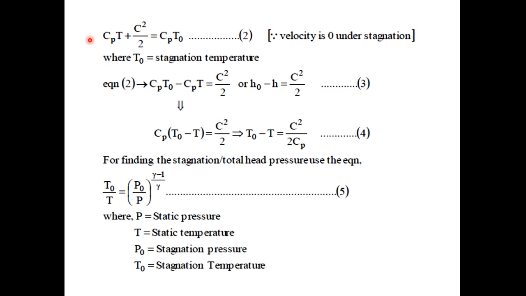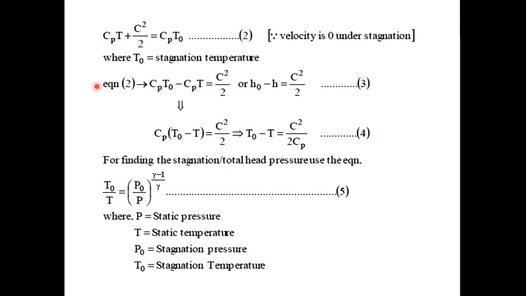So the previous equation will reduce to Cp T + C²/2 = Cp T0. The C0²/2 term will vanish now. Now the new equation, we'll name it as equation number 2. Here I would like to remind you all one thing, that Cp stands for specific heat at constant pressure, and in the term C²/2, that capital C stands for velocity. Please do remember that.